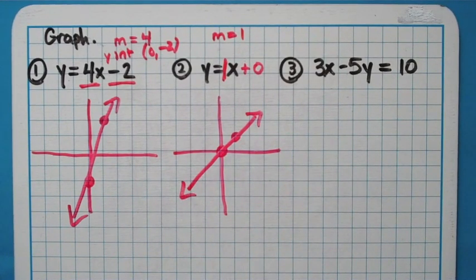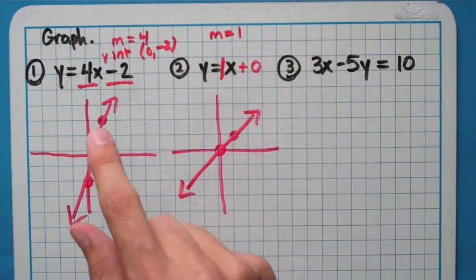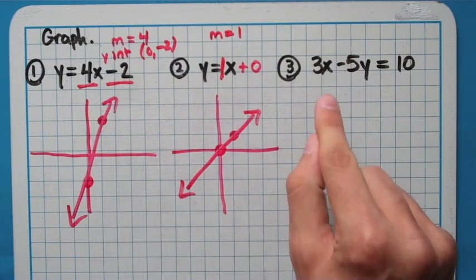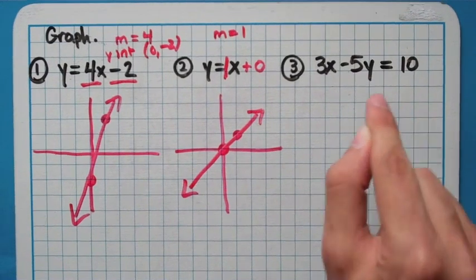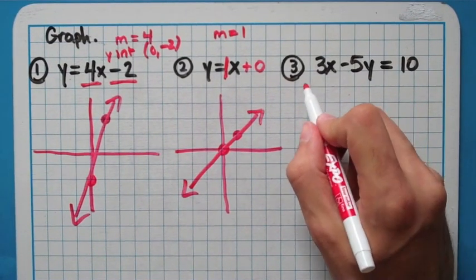On my third problem, unfortunately, y isn't by itself in this equation. So you can't use the, oh, there's the slope, oh, there's the y-intercept. That only works when y is by itself. But luckily, we've learned how to get y by itself. We practiced it a lot in chapter 1.